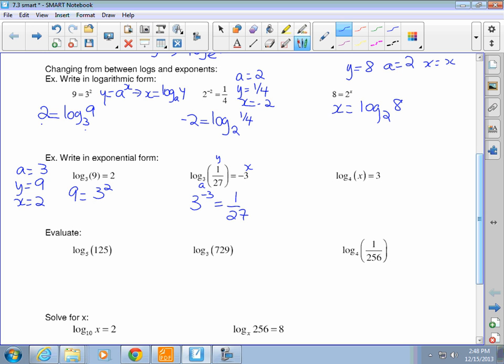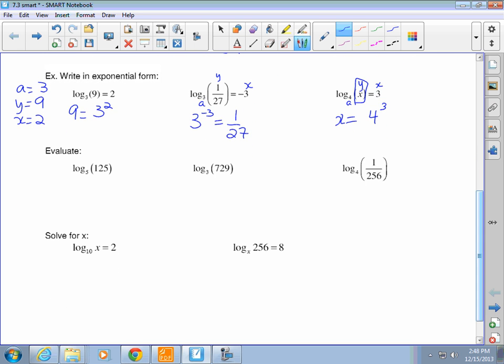Next example, log base 4, so my a is a 4, my y is an x, so you have to be careful with this because sometimes they'll do that. They'll put the x and the y, but it's just a variable. You can write them any way, you can use any variables you want. It's just the placement of it. As long as you always remember, no matter what variable they put there, that is always your answer to the exponent. So your x value is a 3. So this would be x is equal to 4 cubed, or 4 cubed is equal to x. So that's just switching them from log to exponential.